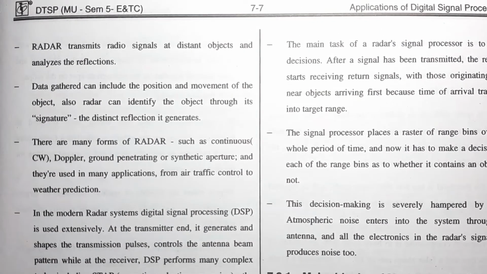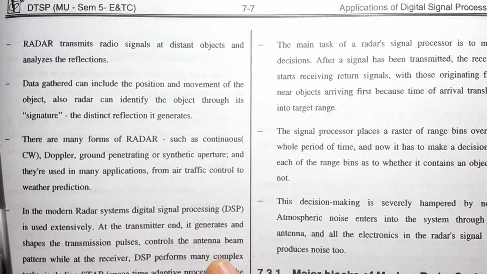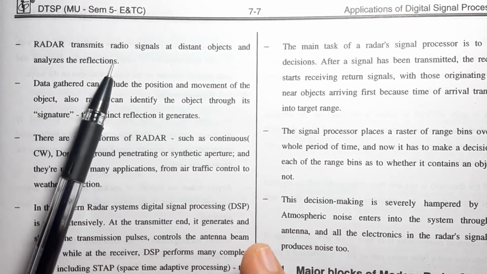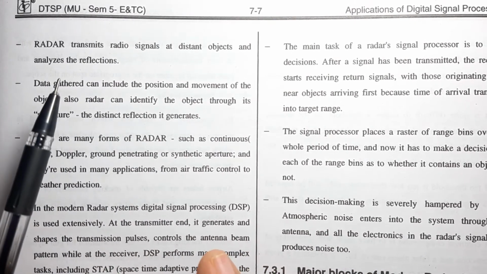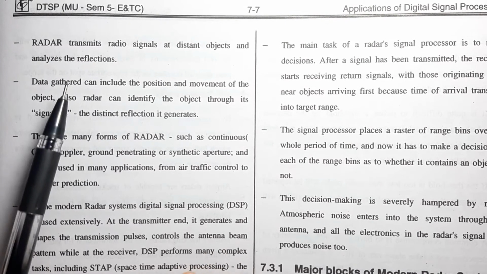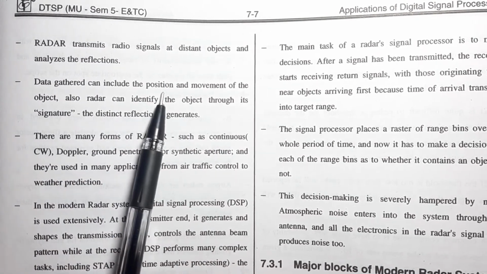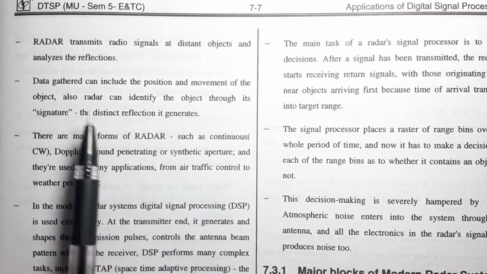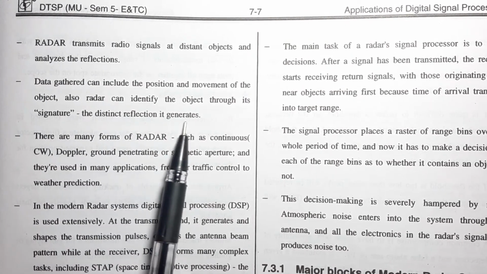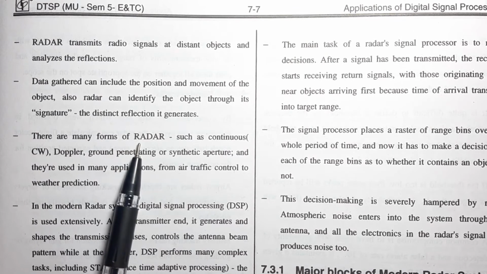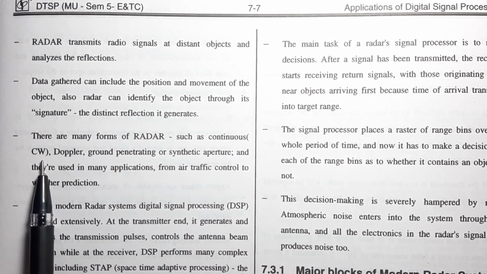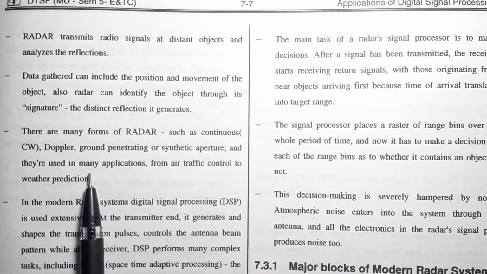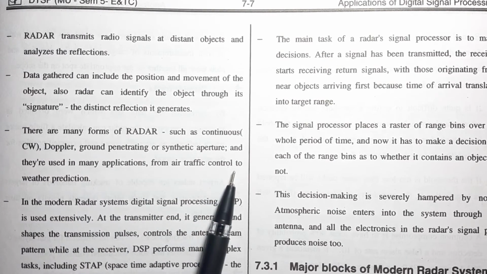Now, the modern radar transmits radio signals at distant objects and analyzes the reflection. I guess by this time you might understand how the radar works. Now, data gathered can include the position and movement of the object. Also, radar can identify the object through its signature, that is the distinct reflection it generates. Now, there are many forms of radar, such as continuous wave CW radar or Doppler or ground penetrating or synthetic aperture radar, and they are used in many applications from air traffic control to weather prediction.